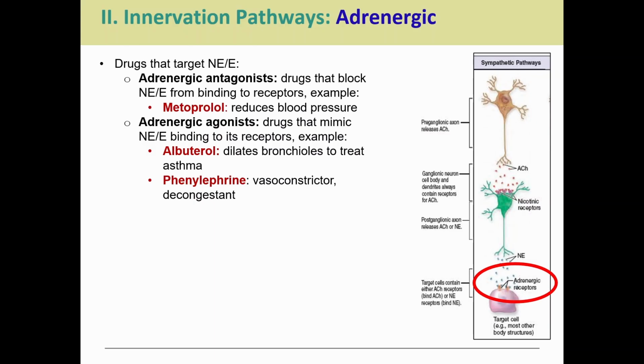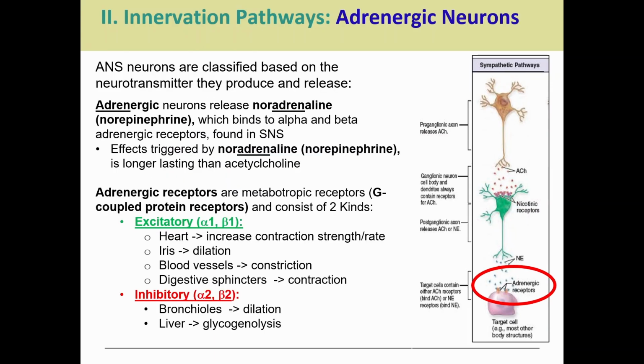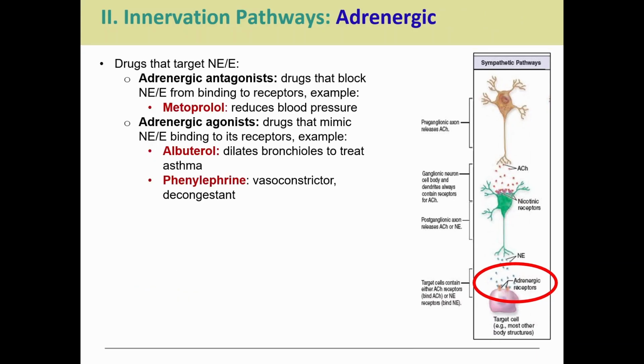Like albuterol. So remember, if we look back, if norepinephrine binds with the adrenergic receptors in the lungs, then we get dilation, which makes it easier to breathe. And so albuterol is used for asthma. In asthma, you have constriction of the bronchioles, and albuterol can be used like an inhaler to counteract that, to dilate the bronchioles.